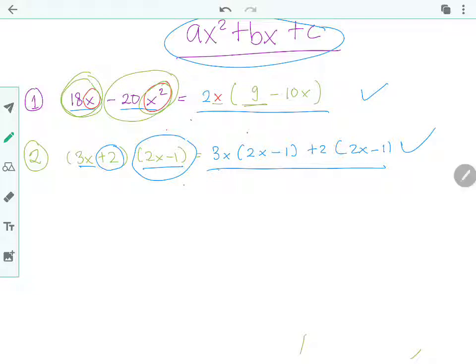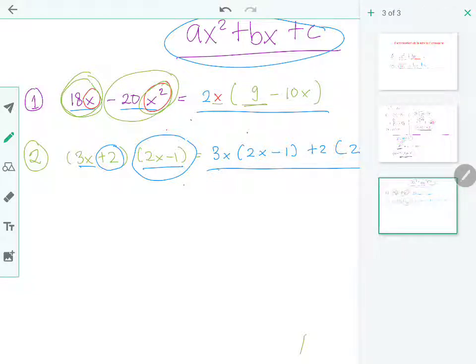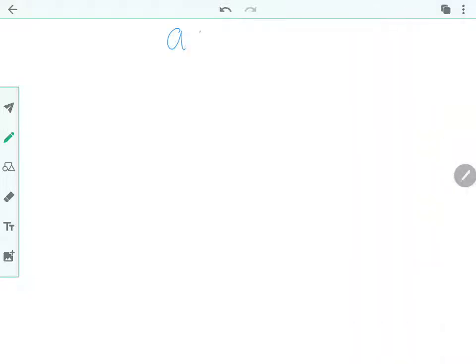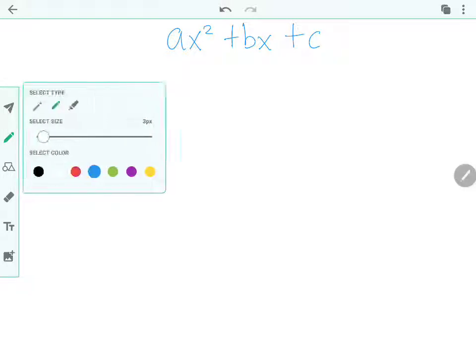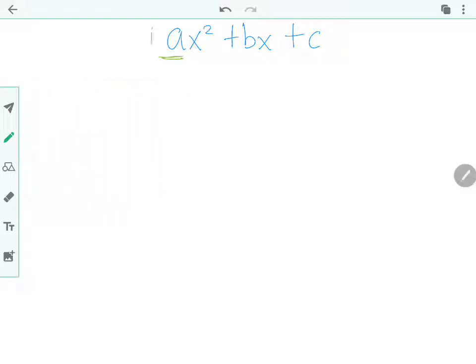Okay, now let's start. I have ax squared plus bx plus c. Right now the form has a coefficient before the x squared. Now I'm going to give you one example. The example is taken from review exercise 4A of the textbook.